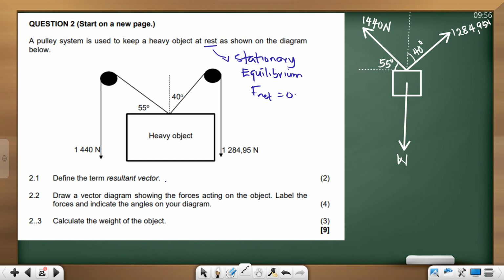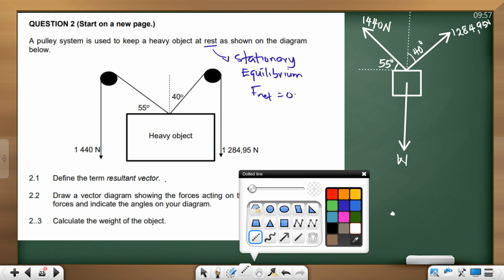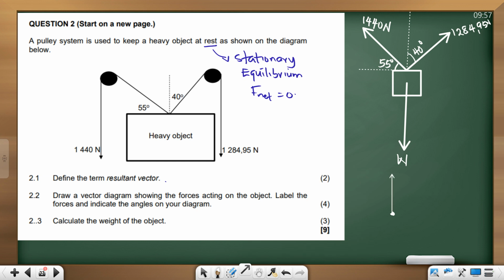Calculate the weight of the object. Guys, you should be able to do this now. You resolve the 1440 to get vertical and horizontal. You resolve the 1284,95 to get the vertical and horizontal. You will therefore now have how many forces pointing upwards? You're going to have 2 forces pointing upwards. Do you understand why it's 2? I'm going to draw them side by side. One left, one right, and the weight.